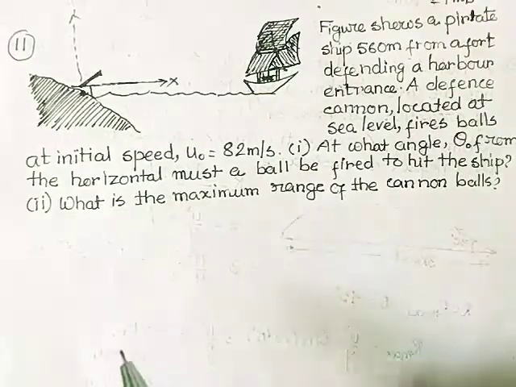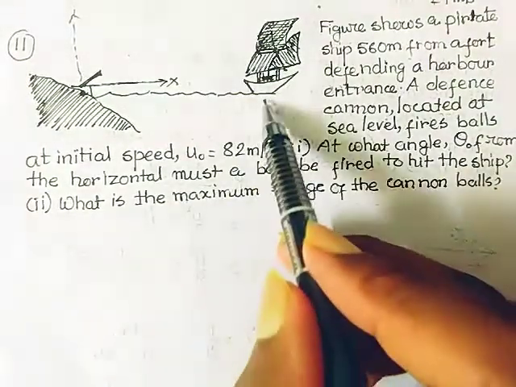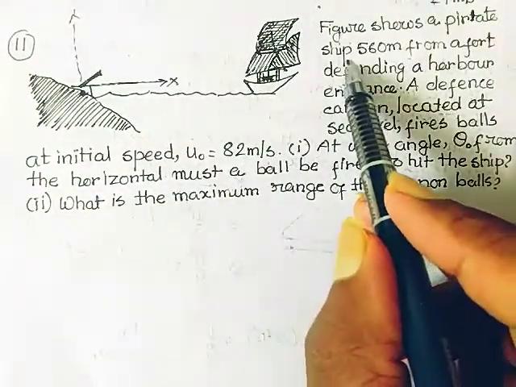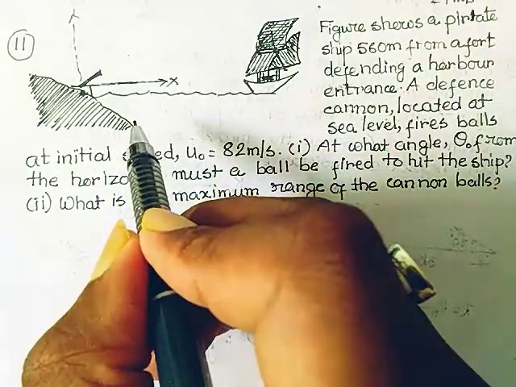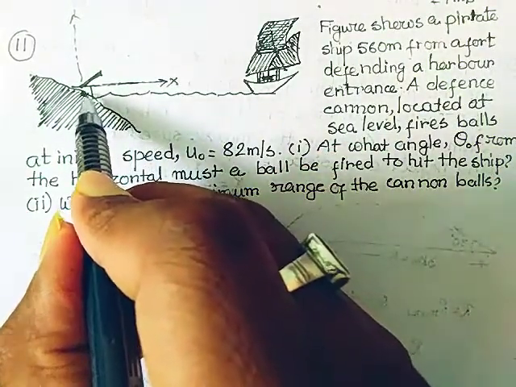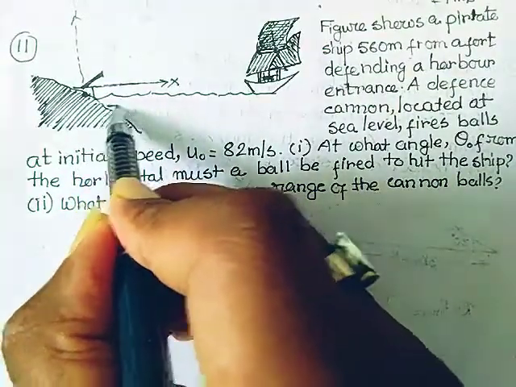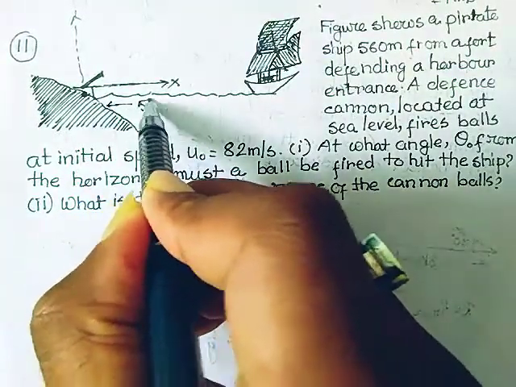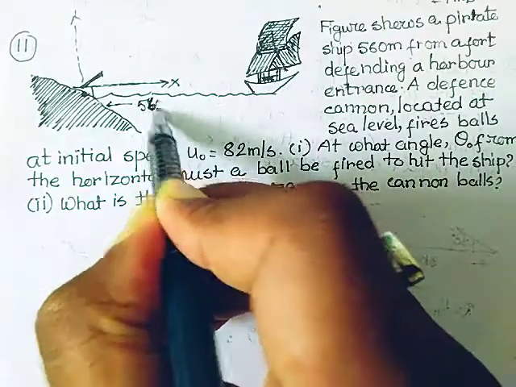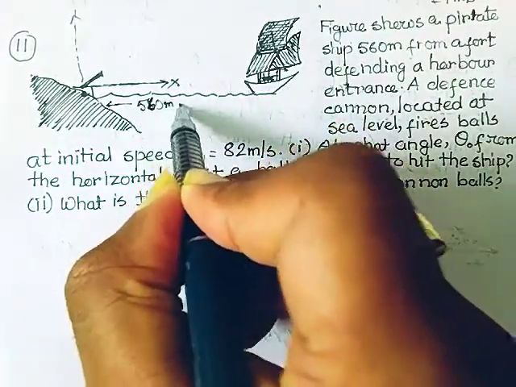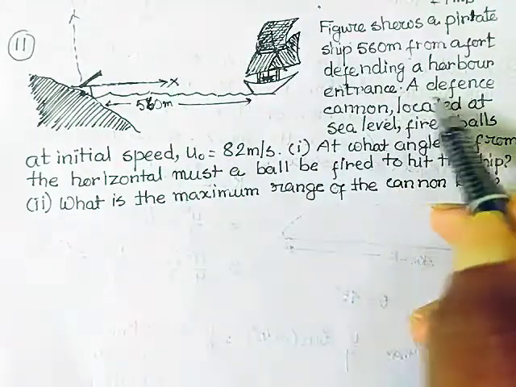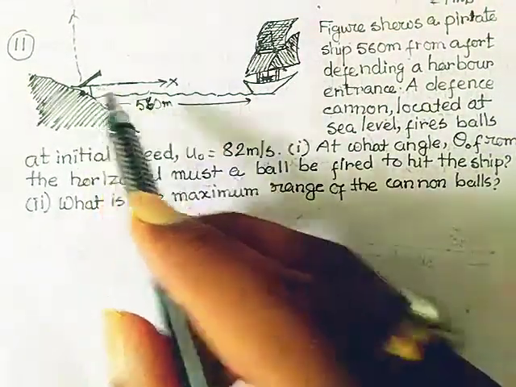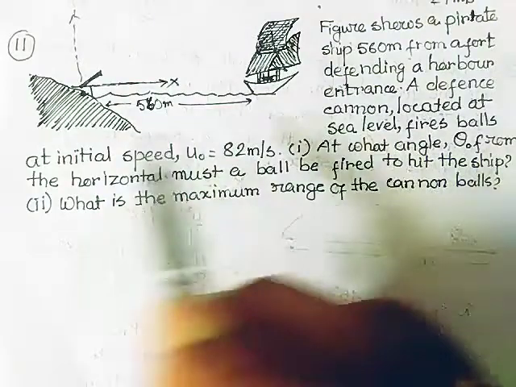Here the figure shows a pirate ship. This pirate ship is 560 meter from a fort defending the harbor. So this is my fort, and the distance from the fort to the ship is 560 meter. Harbor entrance. A defense cannon is located at sea level.